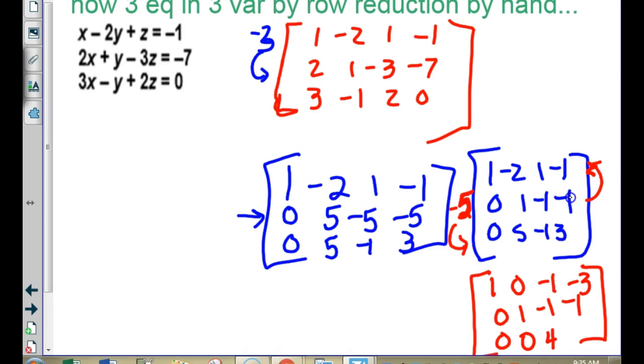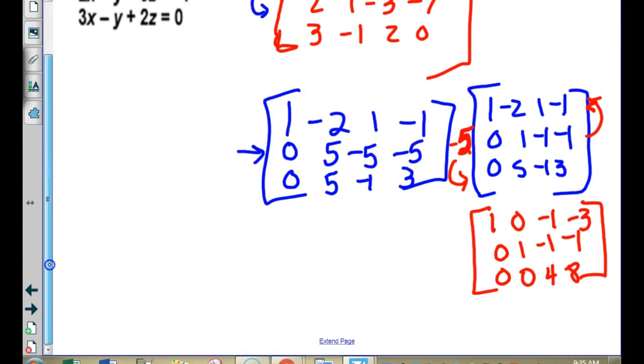Negative 5 times negative 1 is 5. Added to 3 is 8. Yes. Because I chose to keep it the same. You're not going to have to do this. The calculator's going to do this. I just want to show you how much fun this is, okay? But it's better than the way I just did, honestly.